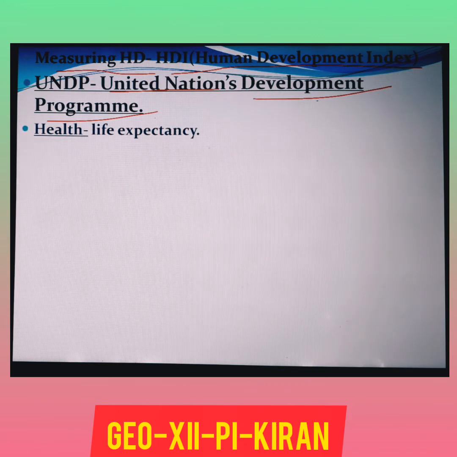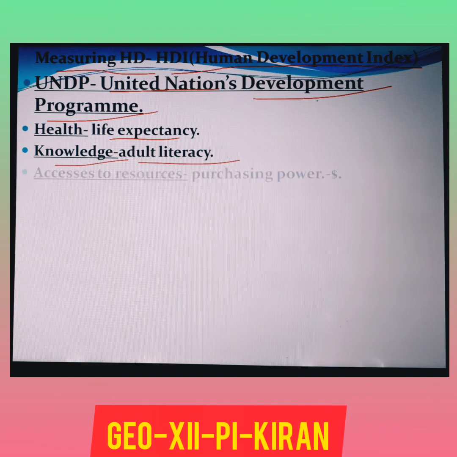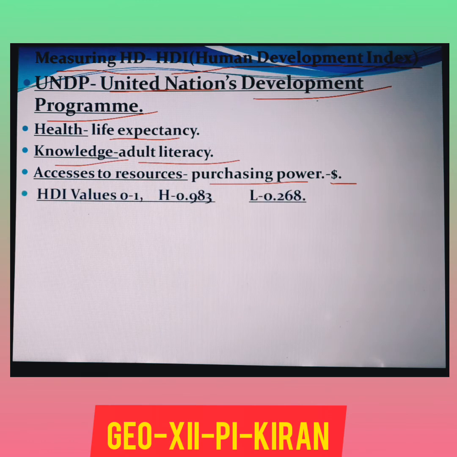Now, in this Human Development Index, what is taken? Health is taken. In case of health, life expectancy is taken. Knowledge is taken. In case of knowledge, adult literacy is taken. Then access to resources, the purchasing power of the people, is taken. The purchasing power is considered based on US dollars. Now, the HDI values range from 0 to 1. They are called Human Development Index values.